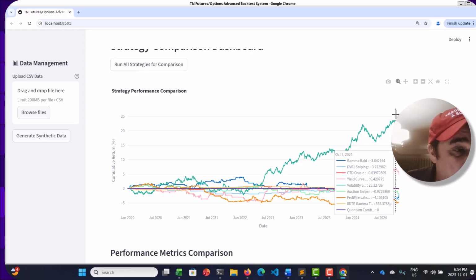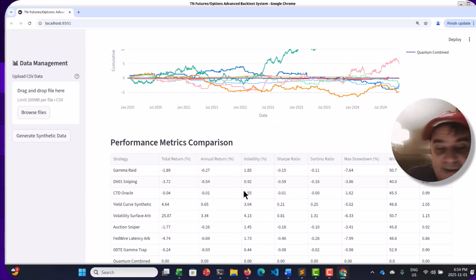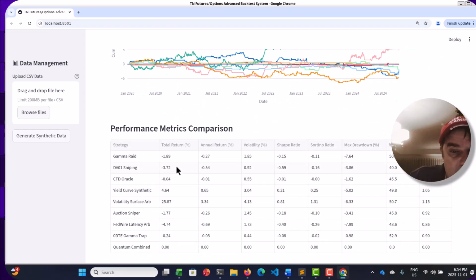That's really good because you're dealing with a very safe instrument until the U.S. government decides to default, or because of the national debt and whatnot. So here's the gamma ray. Volatility is very low. Sharpe ratio not that great. This one, the volatility surface arbitrage, might be the better one because of the Sharpe ratio. Volatility is fairly low still there. Annual return 3.3% is okay.